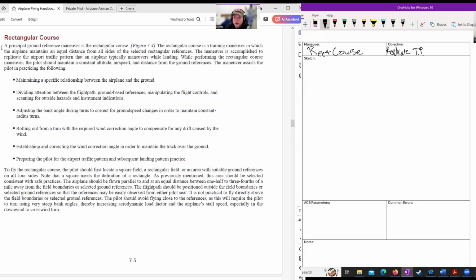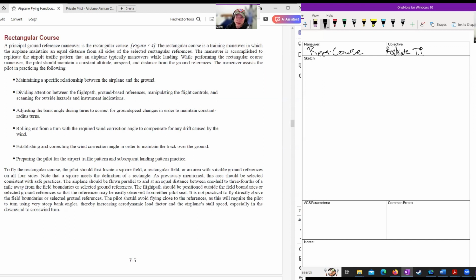While performing the rectangular course maneuver, the pilot should maintain a constant altitude, airspeed, and distance from the ground references. The maneuver assists the pilot in practicing the following. So let's back up a second. You are at constant altitude. In the traffic pattern, you are descending after each turn. In the rectangular course, it's all at the same altitude.